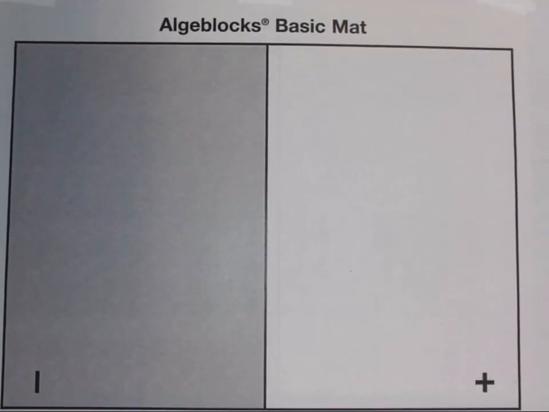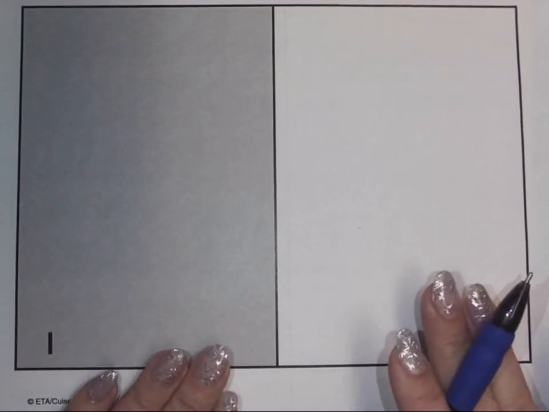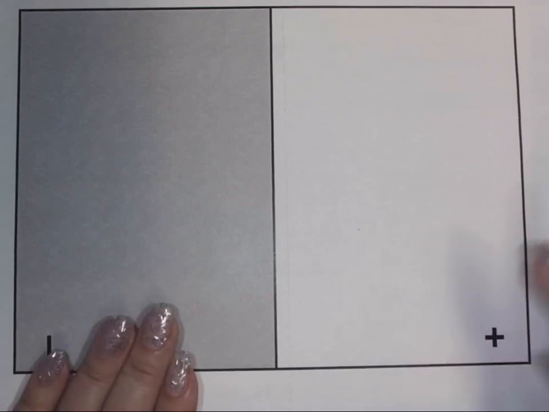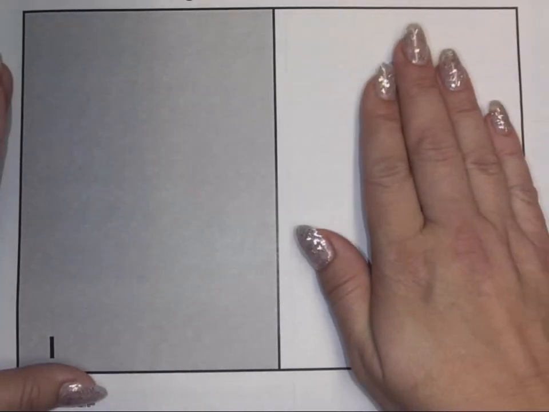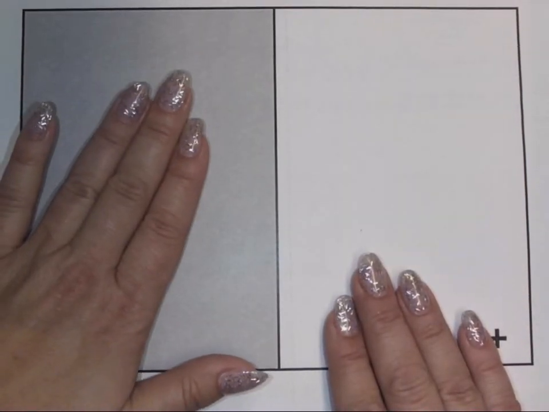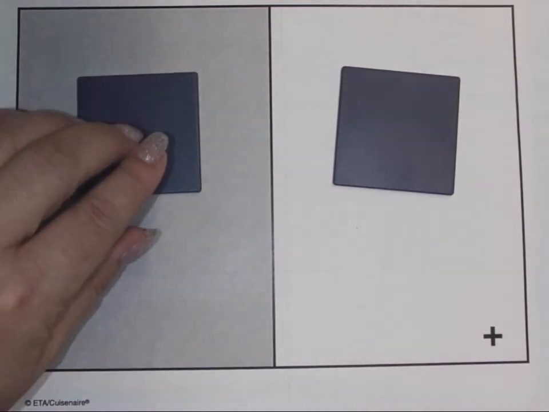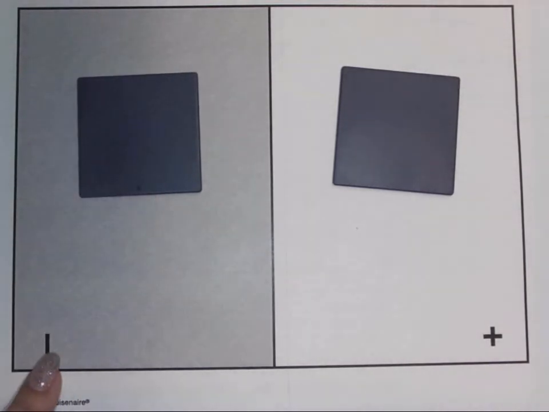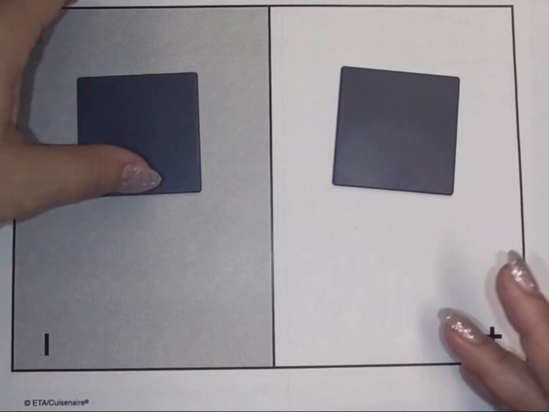But for this one, we see this is the Algeblocks basic mat. What it does is it's just a positive on one side and a negative on the other. So it actually tells the kids when they see it, everything on this side is a positive and everything on this side is a negative. As they put things down, if they put a positive block on the negative side, that automatically makes it a negative, right? That's something that Algeblocks don't have. They don't have the red.